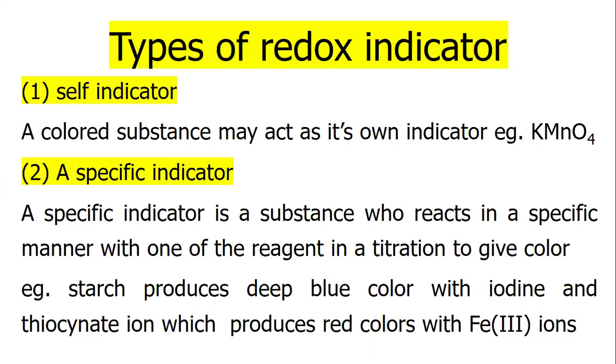Types of redox indicator. Self-indicator: a colored substance may act as its own indicator, for example potassium permanganate. Specific indicator: a substance which reacts in a specific manner with one of the reagents in a titration to give a color. Example: starch produces a deep blue color with iodine, and thiocyanate ion produces a red color with ferric ions.